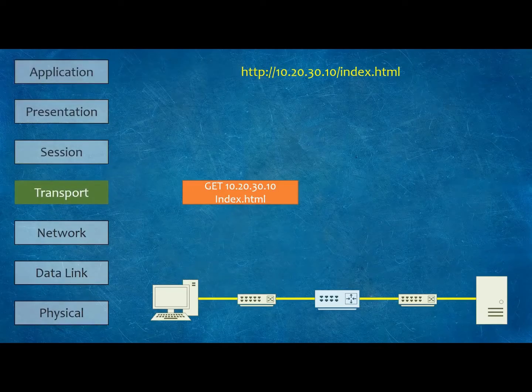At this layer, a protocol called TCP is used. One of the first things that TCP will do is break the data into segments. We're only talking about a small request here, so TCP shouldn't really need to break up anything in our particular case.